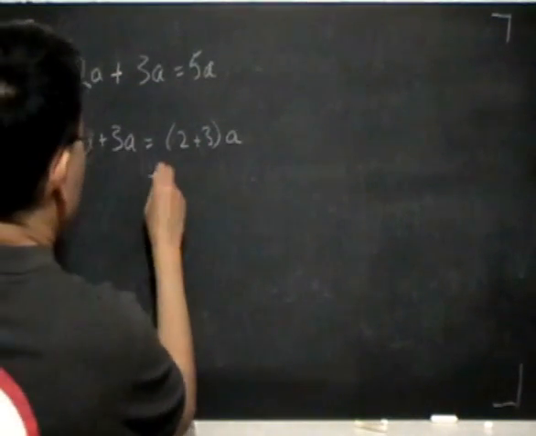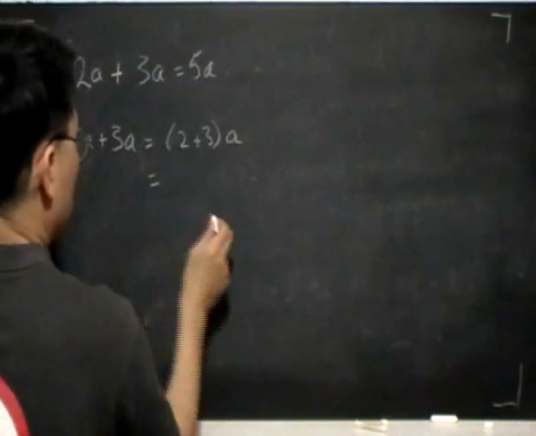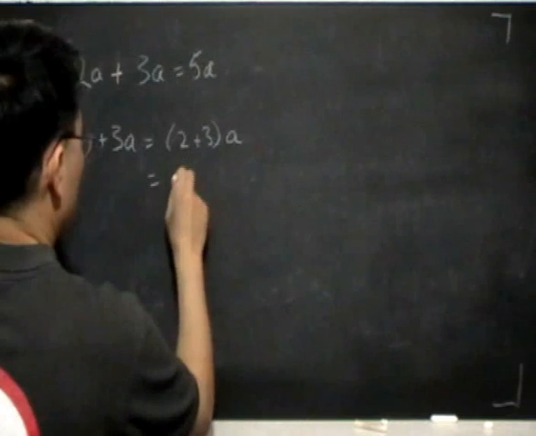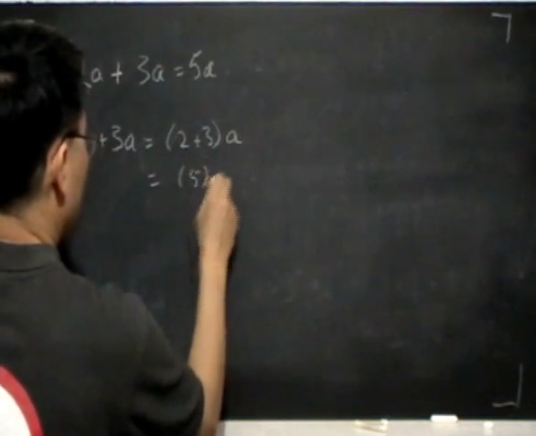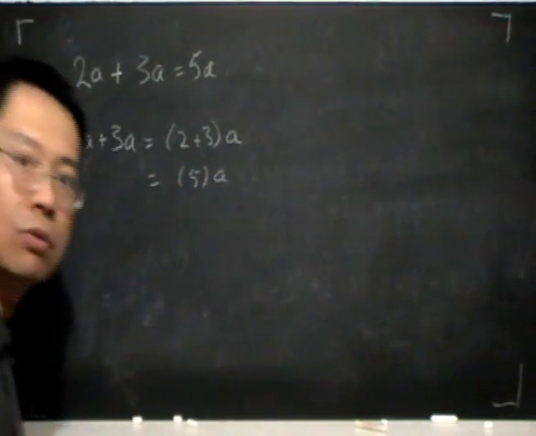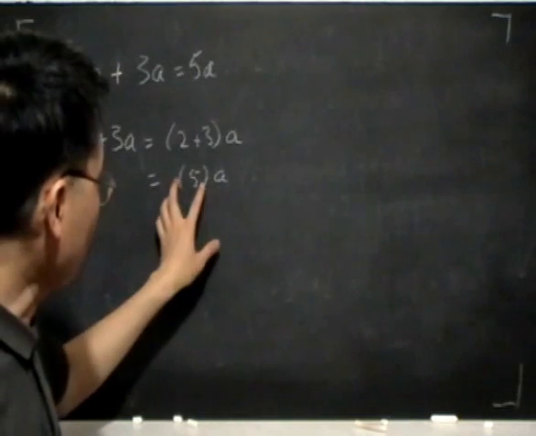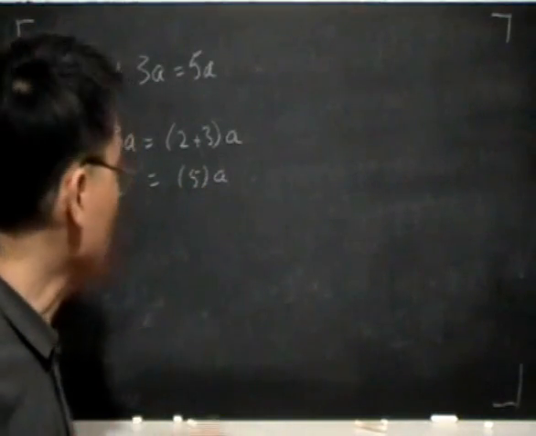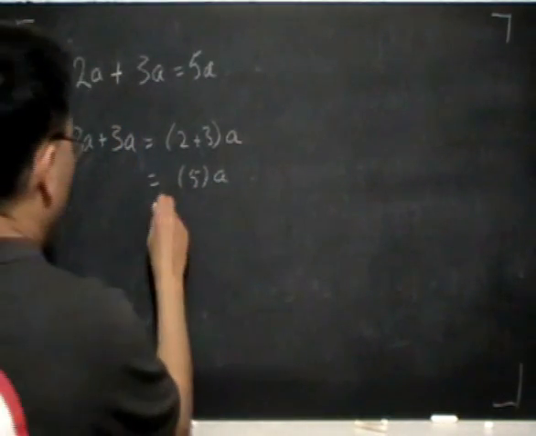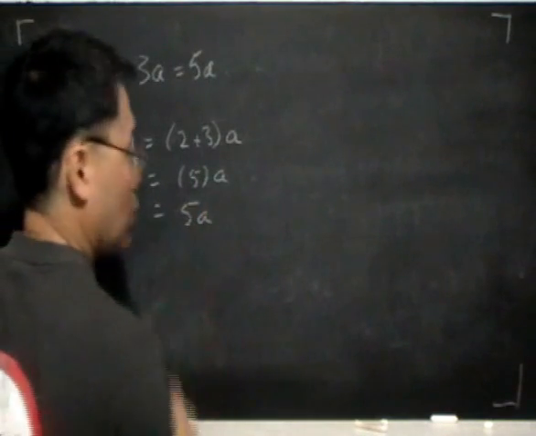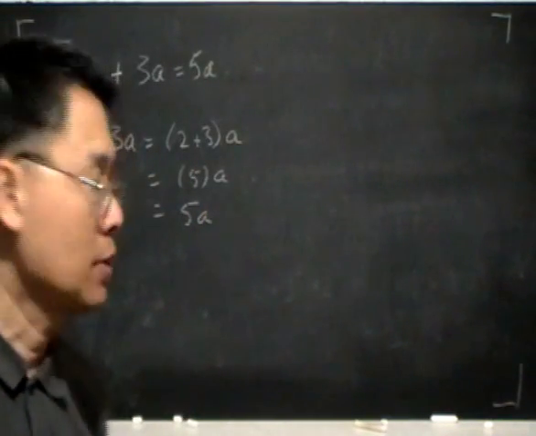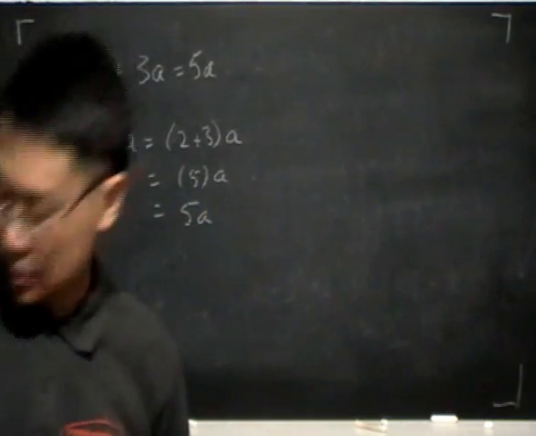Alright, then in the bracket we have just 2 plus 3, which we can add together to give 5. And if we have a bracket 5, it really just means 5. So it's 5a. 5 times a. Right.